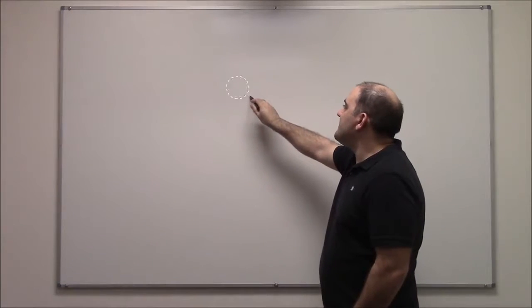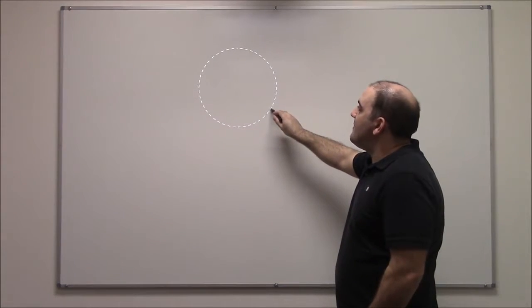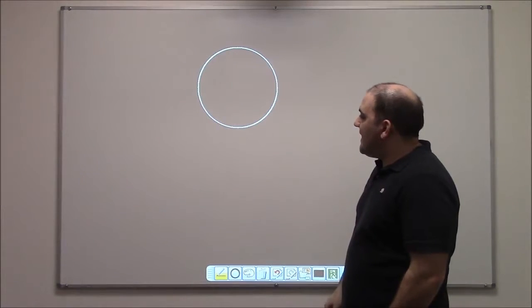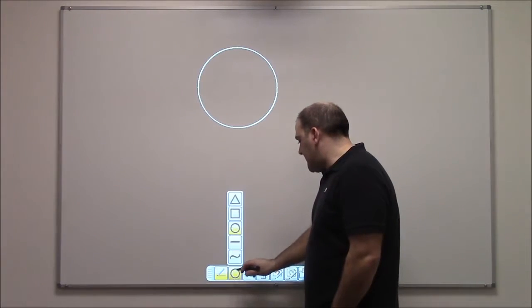Next up is our circle. To create a circle, put your pen tip on the surface and drag. As soon as you're happy with the shape, let go, and it'll create a circle shape.